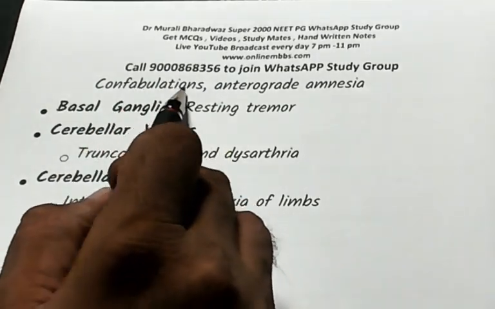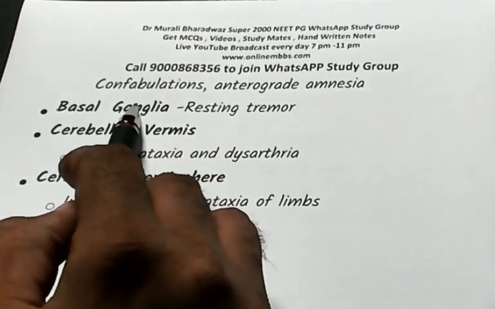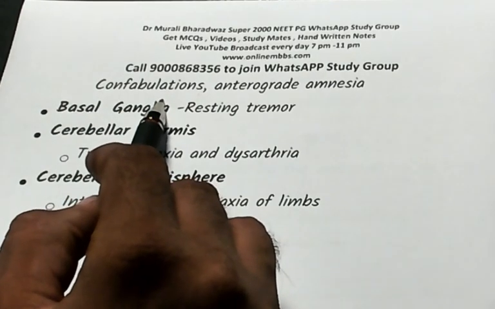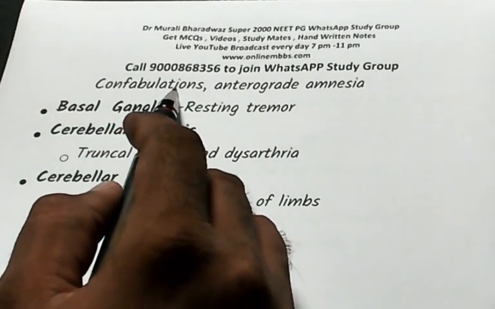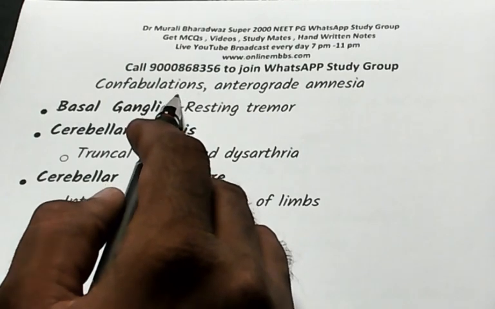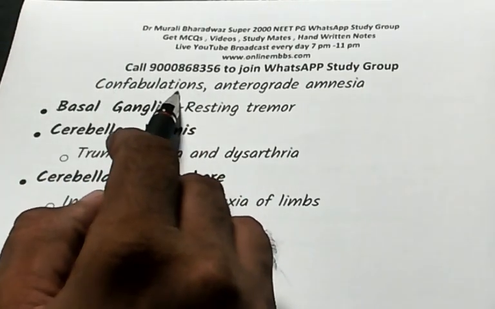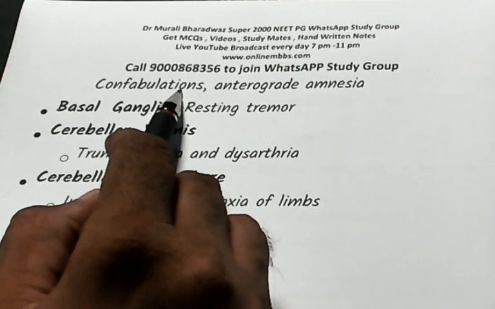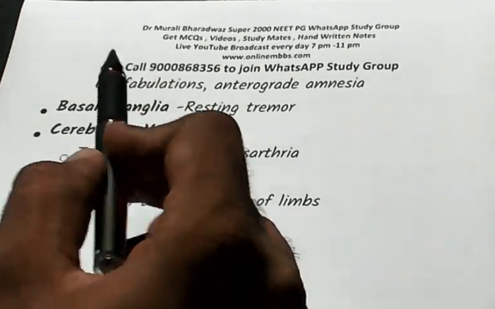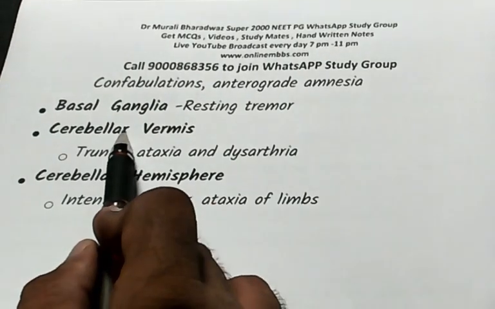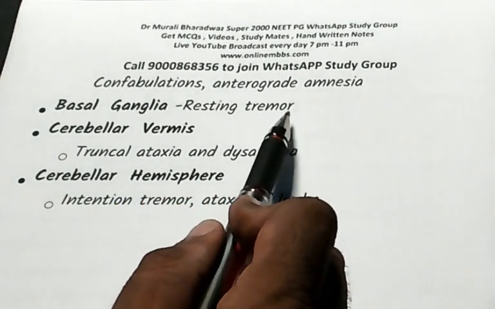What is confabulation? कोई प्रश्न पूछे तो ऐसे लगता है कि भाई मुझे इसका आंसर मालूम है, तो मैं कुछ फ्रैगमेंटेड आंसर्स देना शुरू करता हूं. Just like in Viva Voce, all of us will start confabulating before the examiner, right? Confabulation. Basal ganglia will lead to a resting tremor.